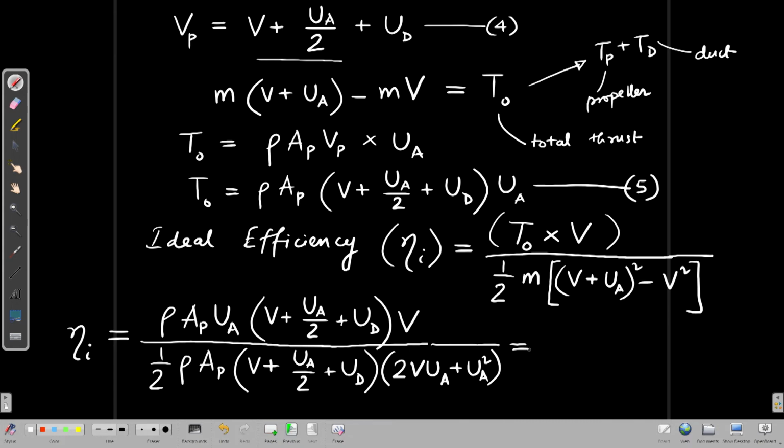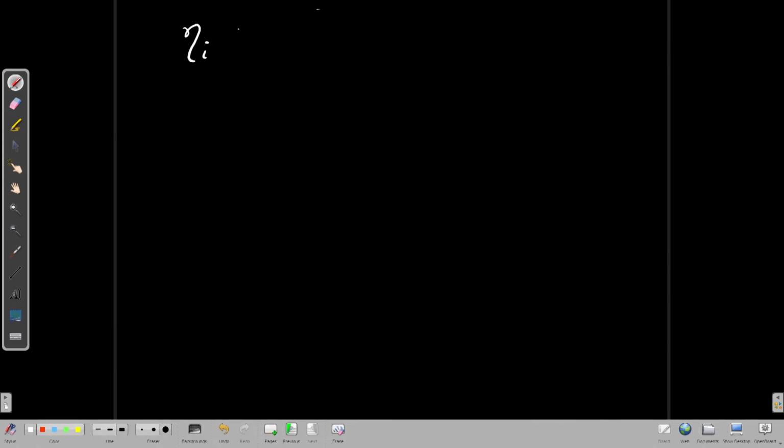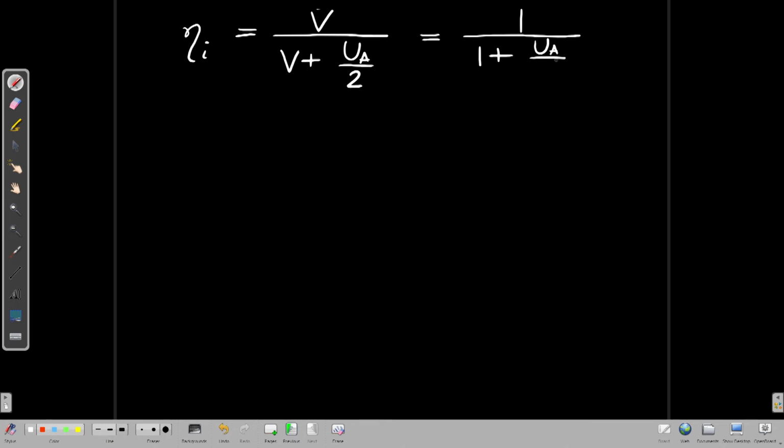There are certain terms which will be cancelling out in the numerator and denominator. Rho AP. So, this is V UA into 2 by, if we take 2 UA common, V plus UA by 2, right. Now, this can be written as V by V plus UA by 2, and in the same way as before, we will non-dimensionalize both the numerator and denominator dividing by V. So, this becomes 1 by 1 plus UA by 2V.